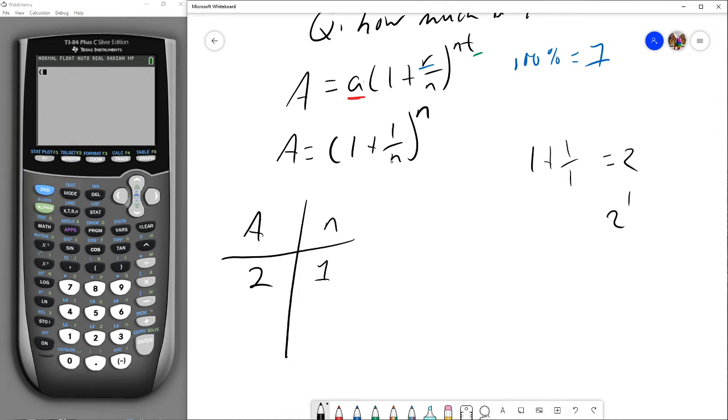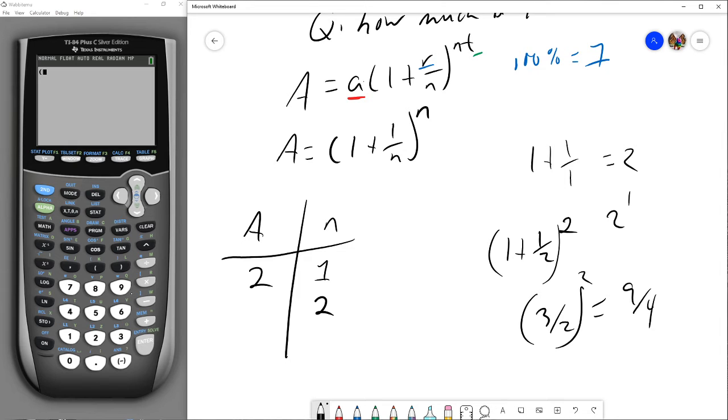So you make a whole dollar. $2. Okay. What if we compound interest semi-annually? Okay, so we have 1 plus 1/2, and this is now going to be squared. Okay. So 3/2 squared, huh? Right, 1 plus 1/2, that's 3/2. 3/2 squared, that is 9/4. Okay, 9/4. 2.25. Hey, we've made an extra quarter. Let's see how much more we can make.